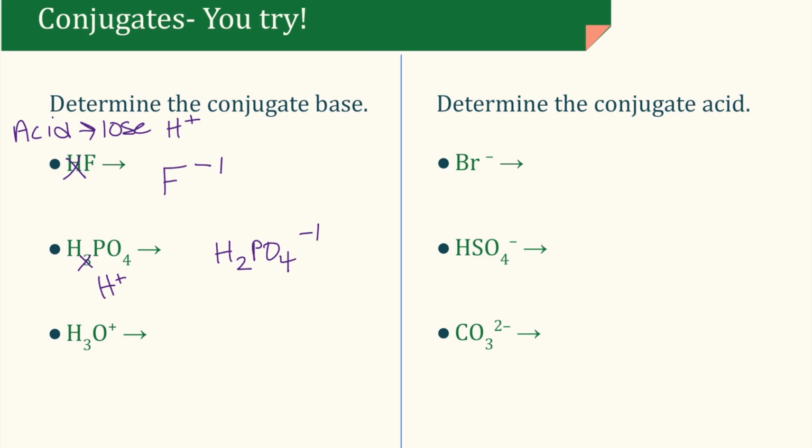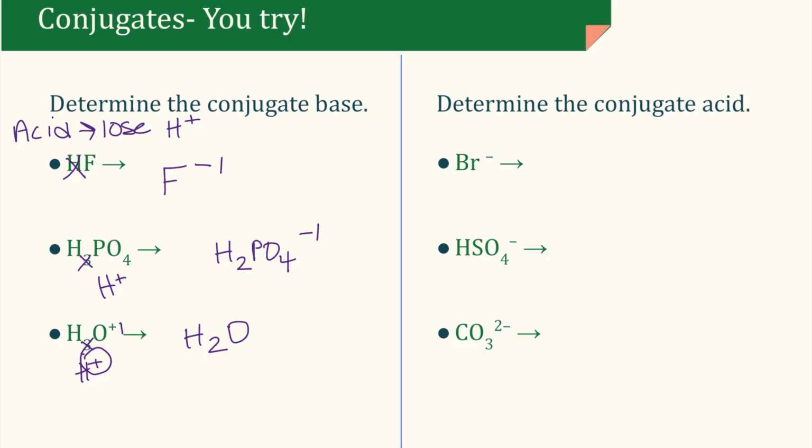H3O plus, if it loses a hydrogen, we're going to have H2O. So remember, we have an H plus being lost, so we're going to have an H2O. Well, this is a positive, and so that means this plus 1 charge is going to have to go down to being neutral. And so this would be a charge of plus 0, which we would just write as neutral. We wouldn't write that charge.